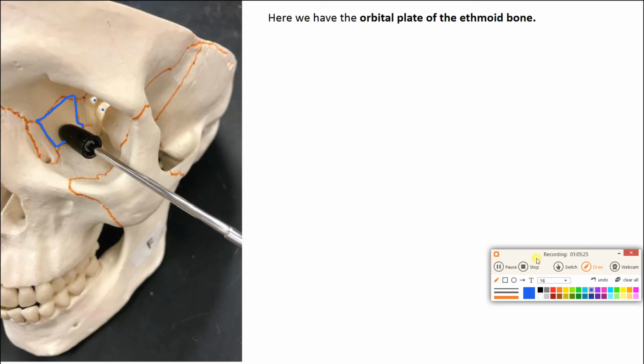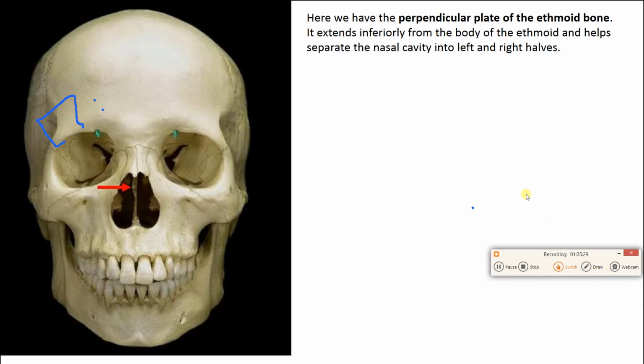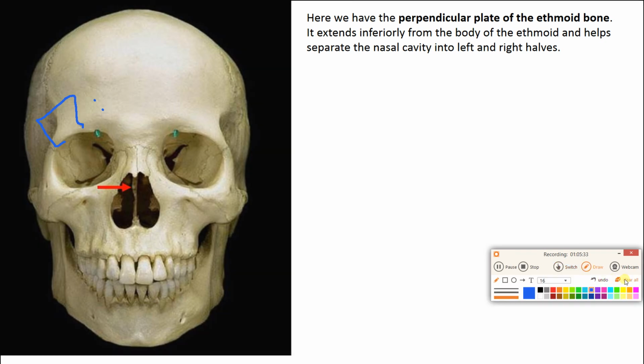Let's keep on going. There we go. I should have probably cleared all that drawn stuff. Let's do that. Another part of the ethmoid bone we can see is this chunk right here. This very vertical piece is called the perpendicular plate. Oftentimes if you have flat surfaces on a bone, we use the word plate because the word plate means flat.